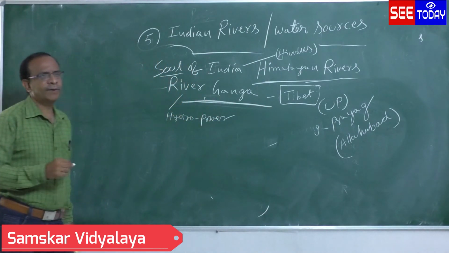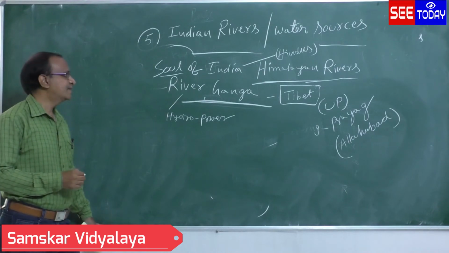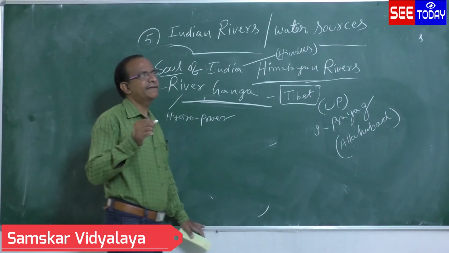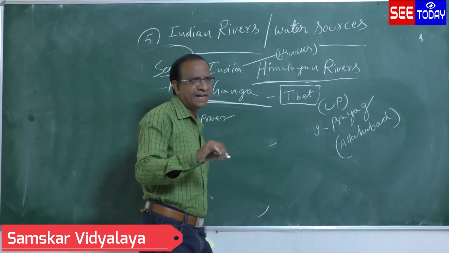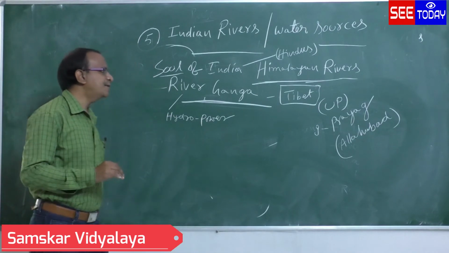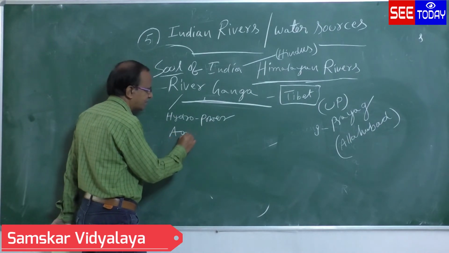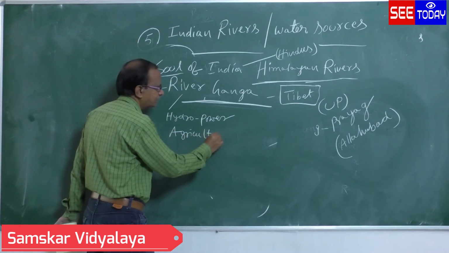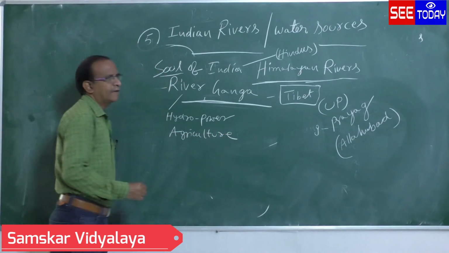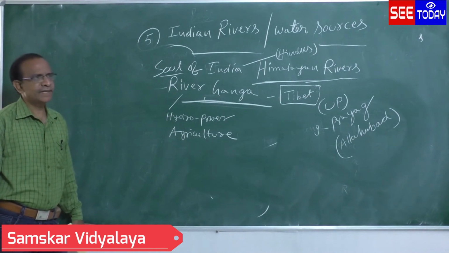A number of hydel power plants can be found in the northern part of India, because this river Ganga flows continuously all 365 days, and mostly we utilize that water for agriculture purposes, for the sake of cultivation.